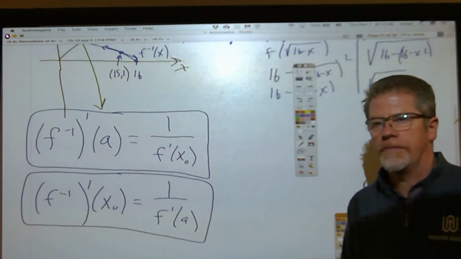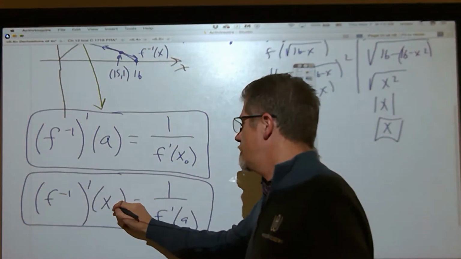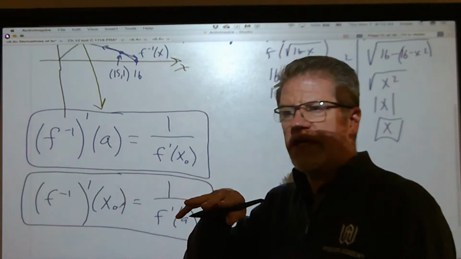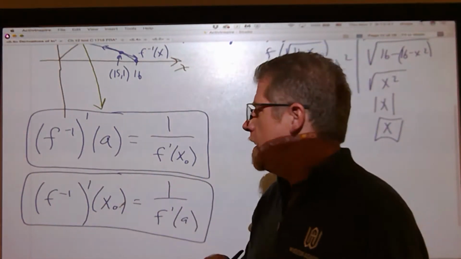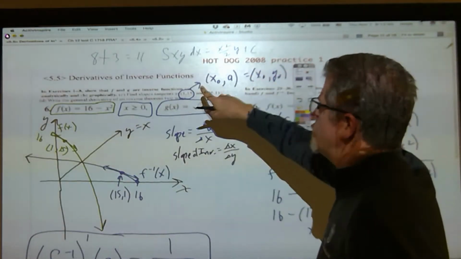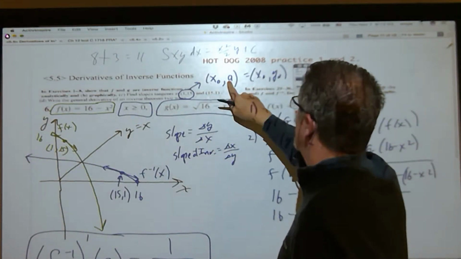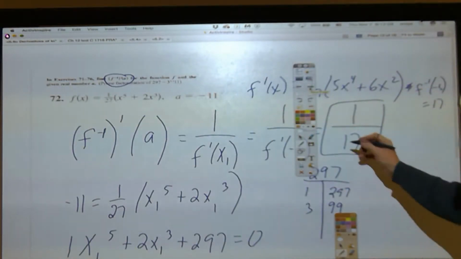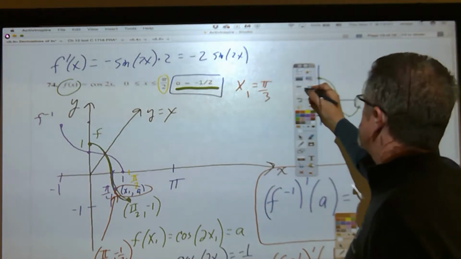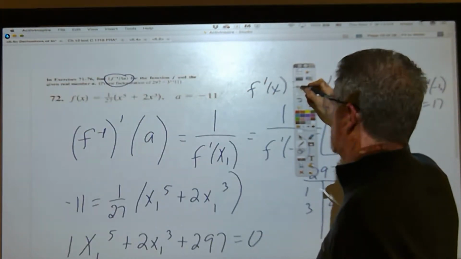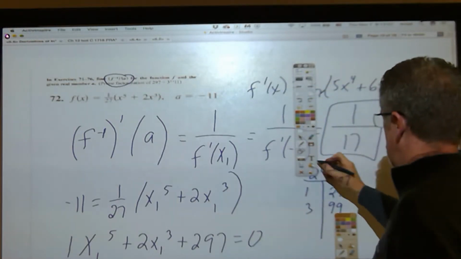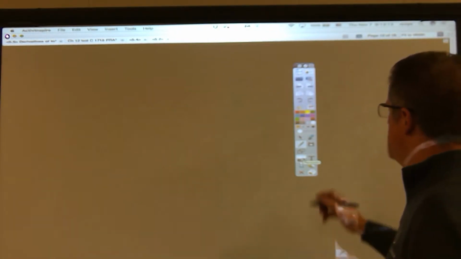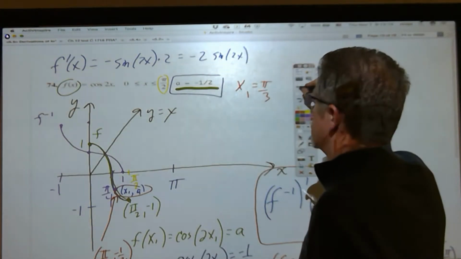Problem 72. Do you have any questions on what I just wrote down here? Yeah, go. Does anyone have a question? A is the original y coordinate. Right here. A is the original y coordinate. Okay, let's do an actual example here. Oh, that's 74. Okay.